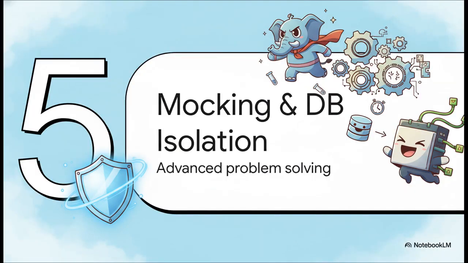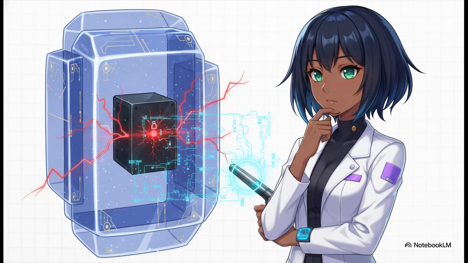Finally, Section 5, Mocking and Database Isolation, Advanced Problem Solving. Up to this point, things are pretty straightforward, but we need to tackle features that don't rely on simple user inputs. Take a look at this fantastic real-world scenario brought up in a dev community post. Let's say you have a decoupled REST API. It catches exceptions and returns nicely formatted JSON error responses.